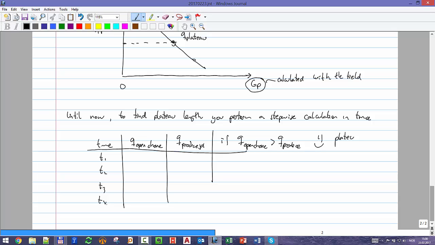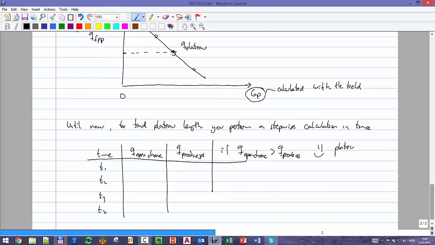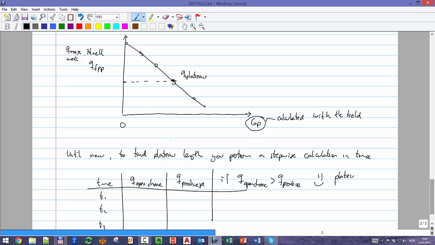Now, if I tell you, okay, do it now for another rate, and another rate, and another rate, it will be a lot of time-consuming computations, right? But now, how can we use that potential to find exactly the length of the plateau? Let's see. If you have that plateau rate, what is the x-axis telling you for that point? It's going to tell you the cumulative production at which the potential is exactly equal to the plateau rate. GP star is the cumulative production at which the Q field production potential is exactly equal to Q plateau.